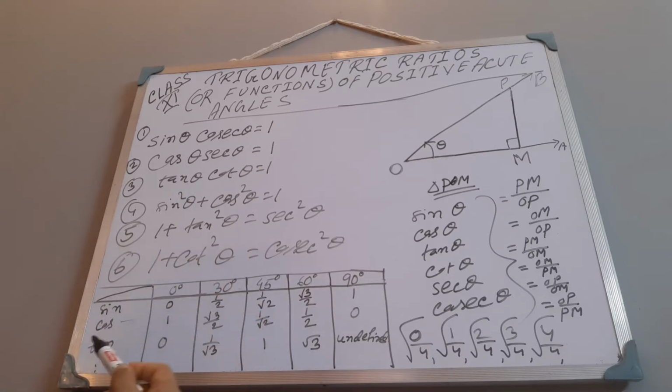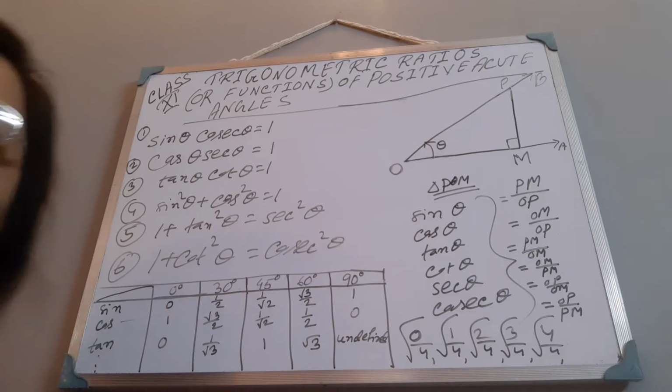Tan 30 degree means sin 30 by cos 30, so 1 by 2 by root 3 by 2. Tan 45 means 1 by root 2 by 1 by root 2 gives us 1. This is root 3 by 2 by 1 by 2, root 3 by 2 into 2 by 1 gives us only root 3. And this is 1 by 0. Something by 0 is undefined. So it is coming undefined.